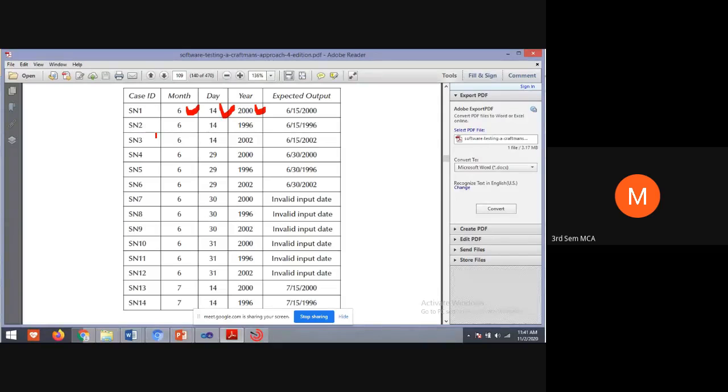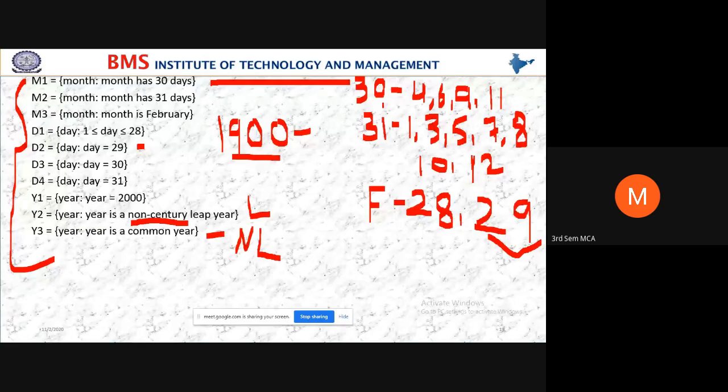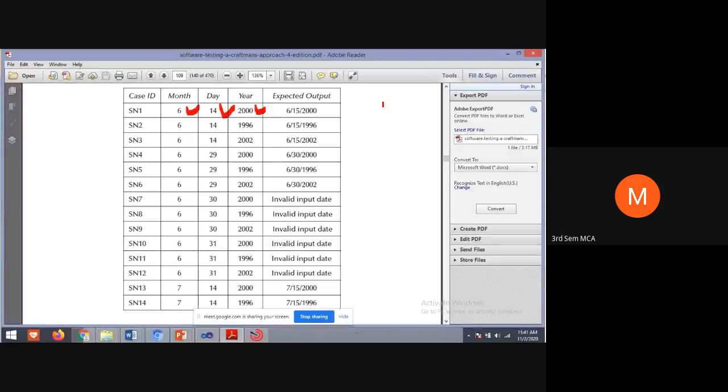Next, I'll take the fourth case. Month is 6, day is 29, and the next day is 30 of 2000. And coming to condition 10: month is 6, day is 31, year is 2012. As we listed out, in the month of June I have only 30 days. So here it is invalid because the day value is 31.